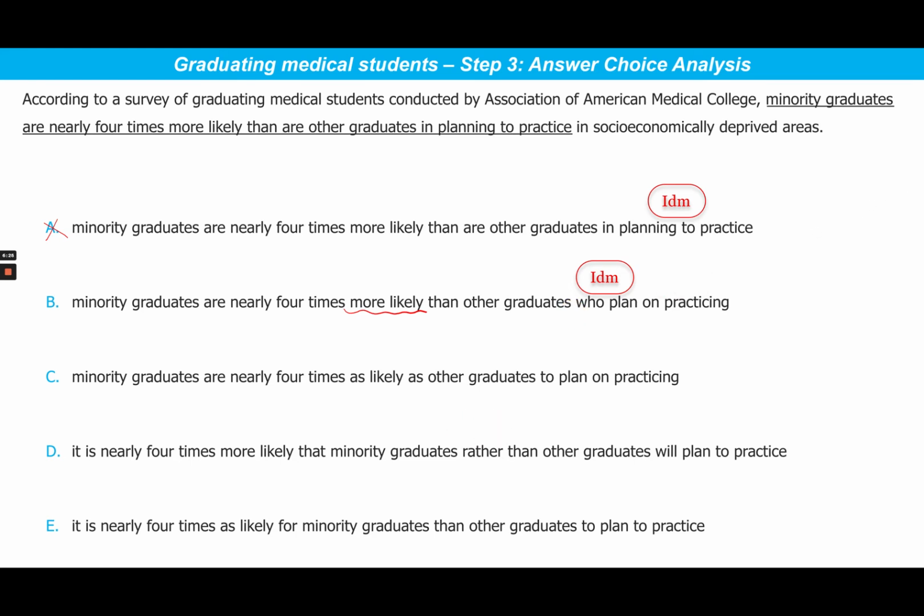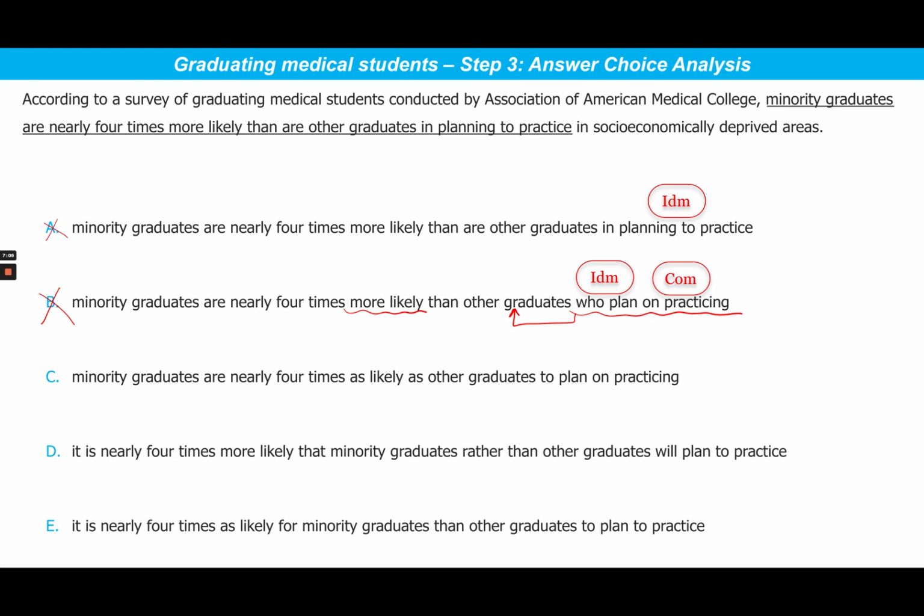Now, also with the usage of who plan on practicing, the entire rest of the sentence now only talks about other graduates. The comparison has not been made complete in this choice. So we certainly have a meaning error because the comparison is totally off over here. The basis of the comparison that we saw in choice A in the original sentence is now totally missing in choice B. So that's the error that we see here.